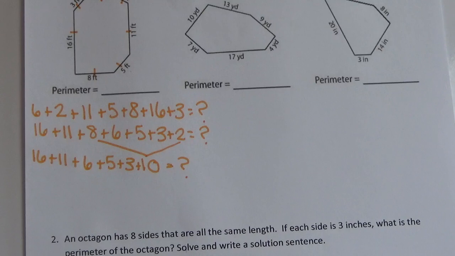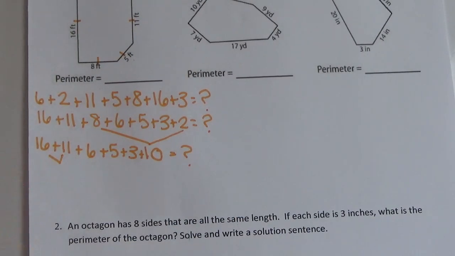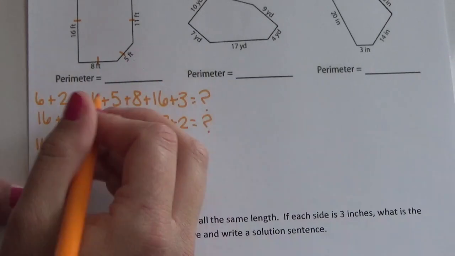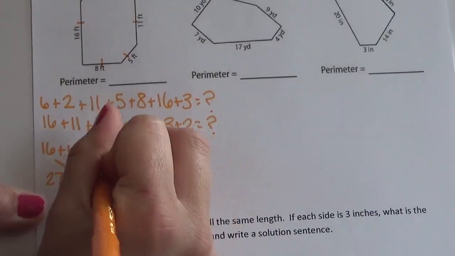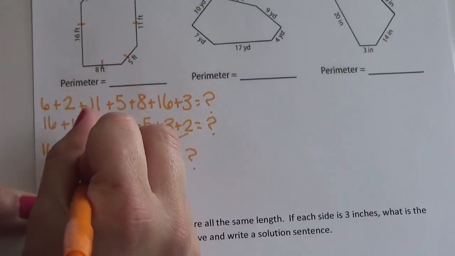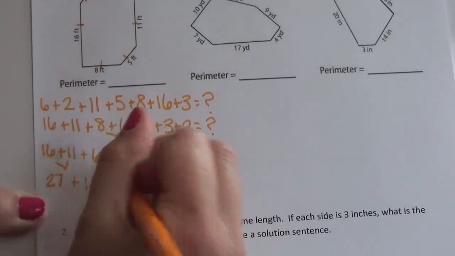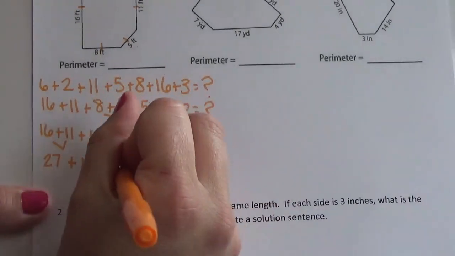Awesome. There are no other numbers that if I add them together would equal a friendly 10, so I'm just going to take these first 2 numbers and add them together. 16 plus 11. Well, 10 plus 10 is 20, and 6 plus 1 is 7, so 16 plus 11 is 27. Now I'm going to add the next 2 numbers. 6 plus 5 is 11. And now I'm going to add my next 2 numbers. 3 plus 10 is 13.